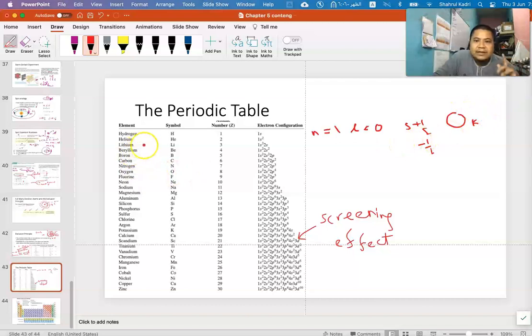Okay, lepas tu helium, dia ada 2 proton. So oleh 2 proton dia neutral, dia ada 2 elektron. Jadi tadi dah ada satu elektron kan, ada satu elektron yang berisi. Dan kita letakkan satu S2, bukannya satu S kuasa 2. 2 tu menunjukkan pada subshell ni, pada S ni kan, S ni ada 2 elektron yang berada di dalam dia, satu spin up, satu spin down.